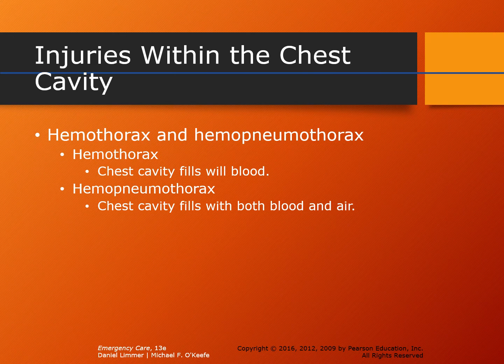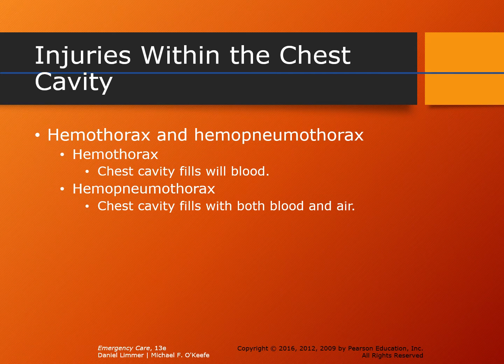Now, on the other side of things, we have a hemothorax and hemopneumothoraxes. A hemothorax is when that chest cavity, that space in between the chest wall and the lungs, fills with blood instead of air. And a hemopneumothorax is when we have a chest cavity that fills with both blood and air.